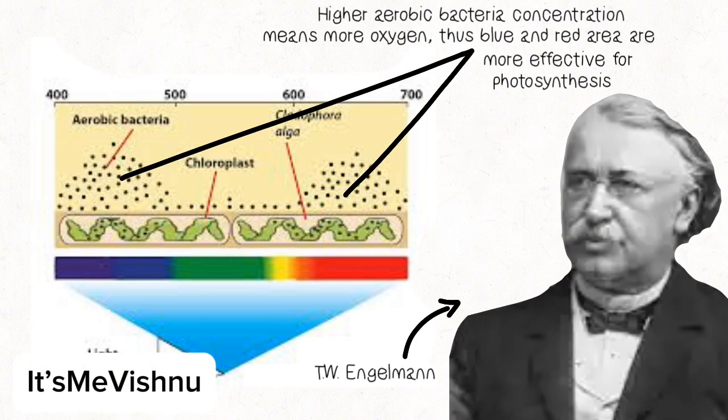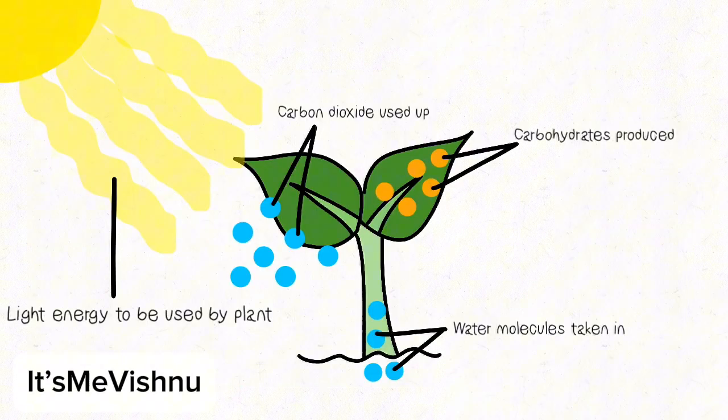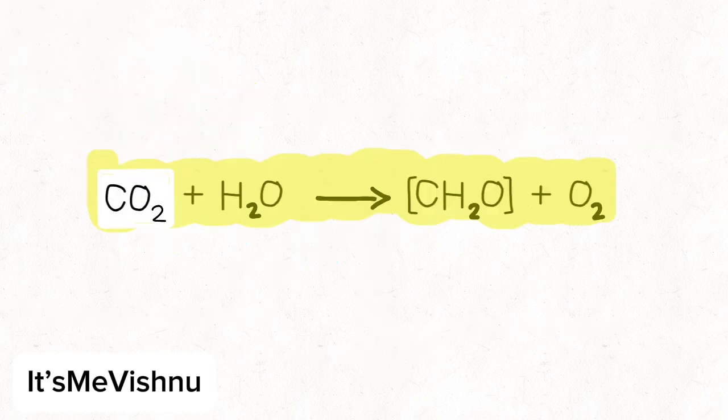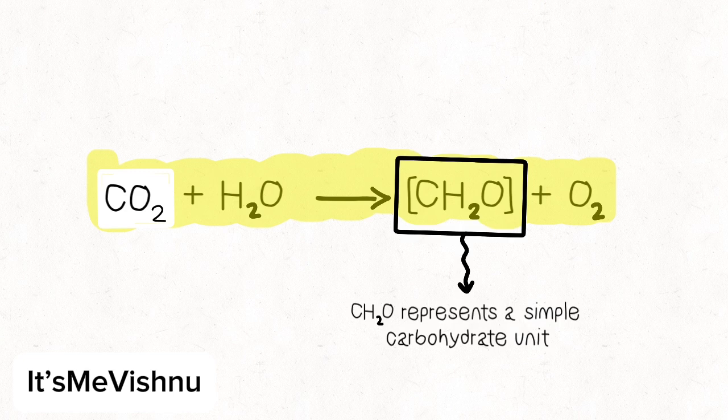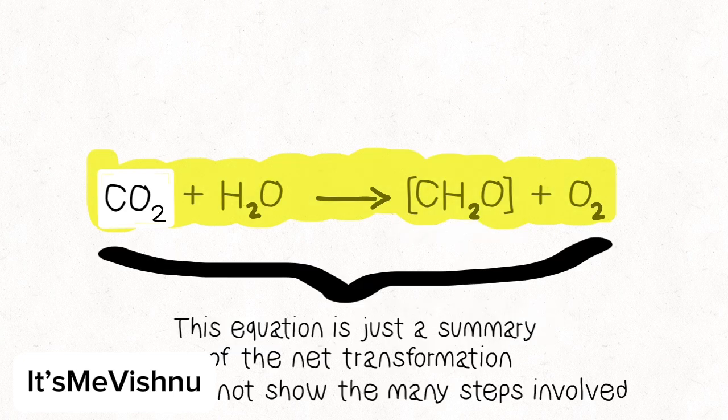Theodor Wilhelm Engelmann used a prism to split light into different wavelengths and found that oxygen is released most in the blue and red regions of the spectrum, showing that these wavelengths are most effective for photosynthesis. By the mid-19th century, scientists knew that plants used light to make carbohydrates from carbon dioxide and water. An early empirical representation of the process was written as CO2 + H2O gives CH2O + O2. Here, CH2O represents a simple carbohydrate unit. This equation summarizes the net transformation but does not show the many steps involved.